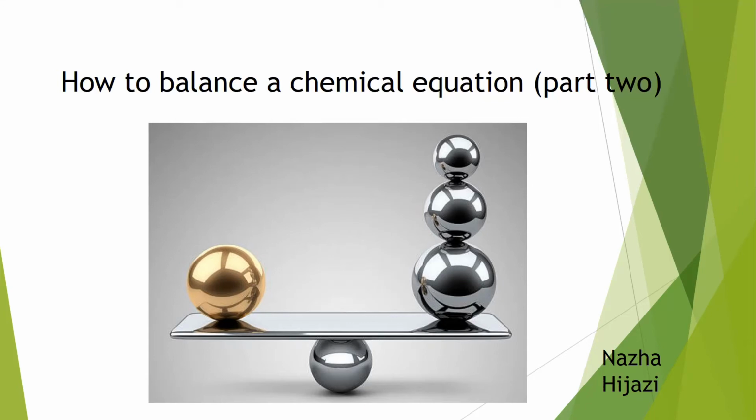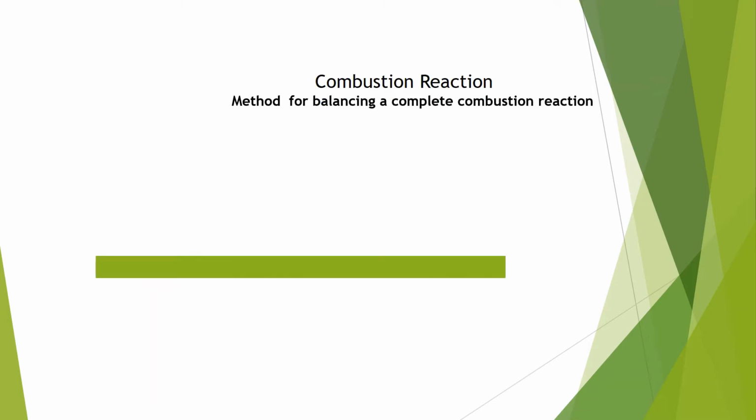Hello, my dear students. We will talk today about how to balance a chemical equation, part 2. We will talk about a combustion reaction, for example, combustion of propane. As you can see, I have here oxygen gas. If we have combustion, we must have what? Oxygen gas. So propane will react with oxygen to produce carbon dioxide and water vapor.